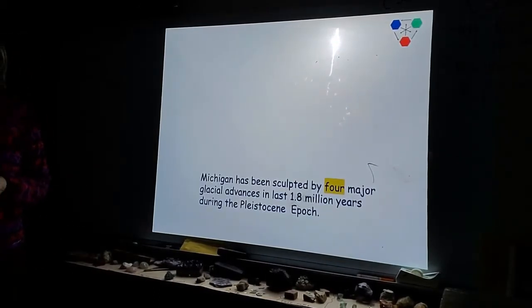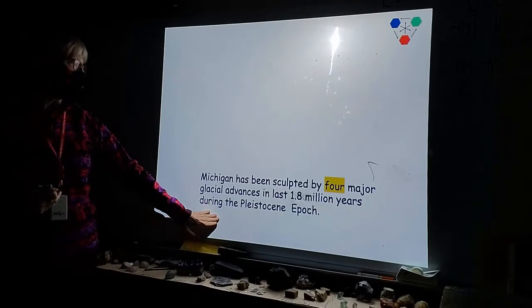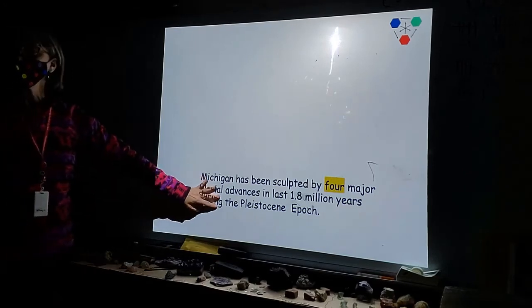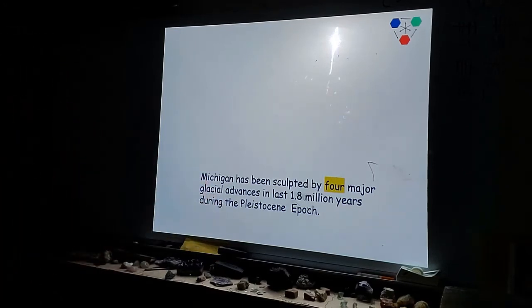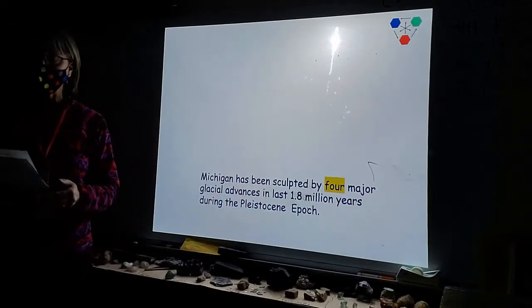This is one of the reasons we've got a lot of sedimentary rock there. Michigan's been sculpted by 4 major glacial advances in the last 1.8 million years. So on your paper, you're going to find that on page 3. Wait, is that page 3? Yes. The first question on the top of page 4, they ask you the question, Michigan has been sculpted by how many major glacial advances in the last 1,800,000 years? How many? 4. 4 goes in that first box.